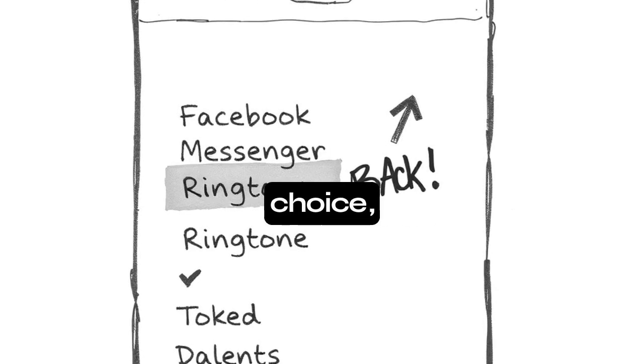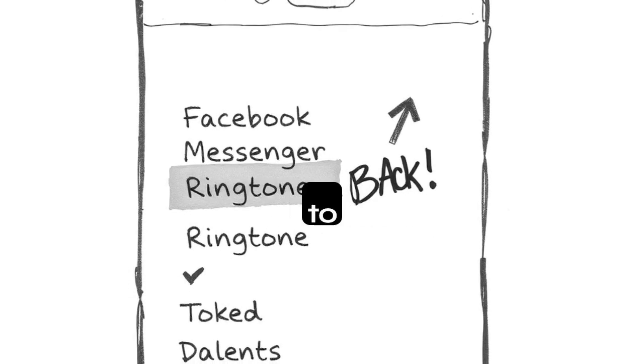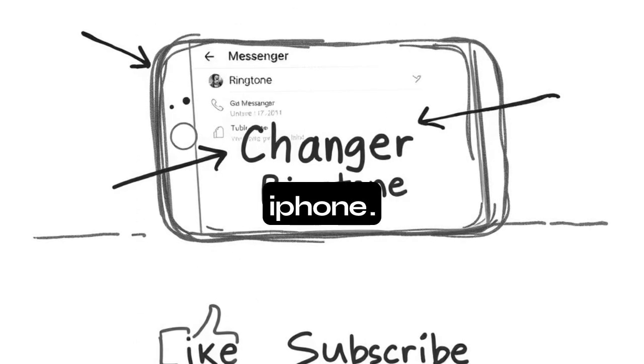When you're happy with your choice, make sure the new ringtone is selected with a check mark or highlight, then go back to save it. That's it, you've changed your Facebook Messenger ringtone on iPhone.